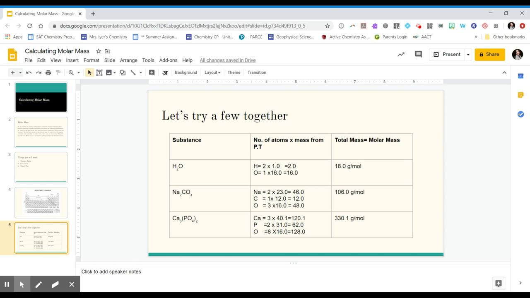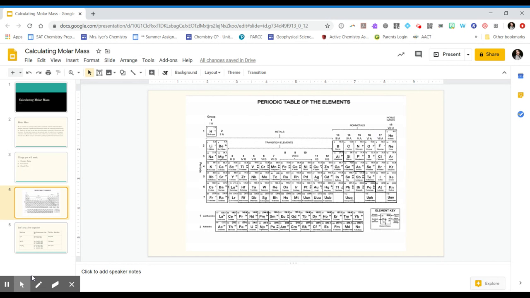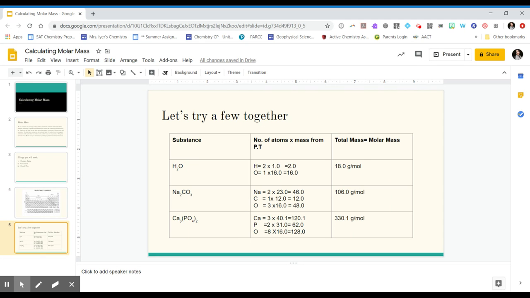And then I have 1 oxygen. So it's 1 times the mass of oxygen, which is, let me point it out here. Yeah. So the mass of oxygen is 16 grams. And that's what I have here. And then the next step is total mass, where I just add 2 and 16. I get 18.0. The unit for molar mass is grams per mole. So I have g per mol.